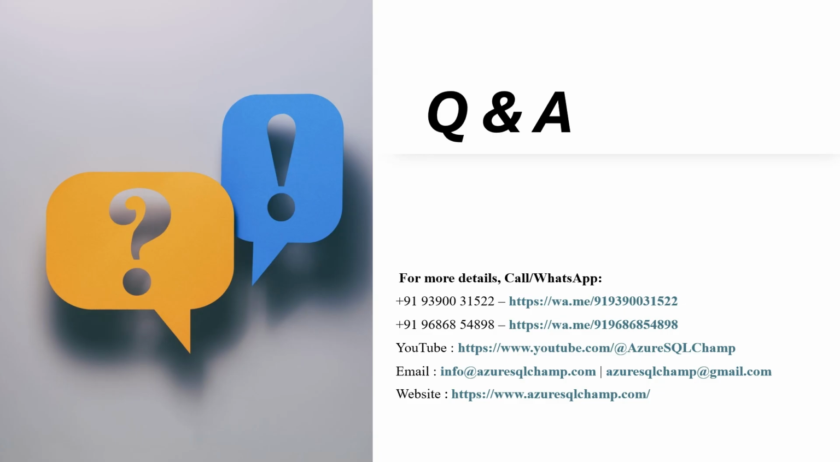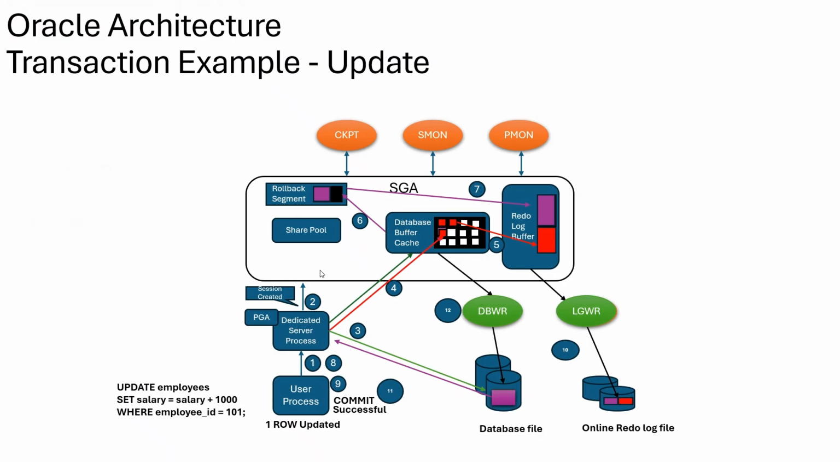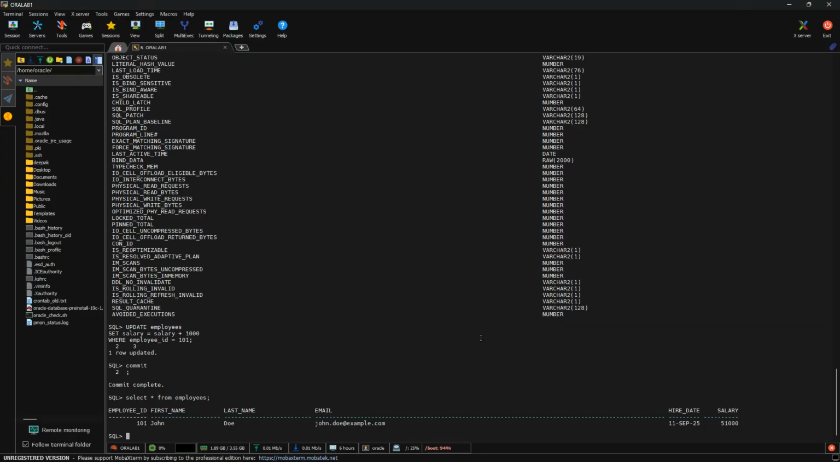So Uma is asking a question. Yeah, go ahead, Uma. So what if the user did not commit, and instead does the rollback? Okay, let me see the example.